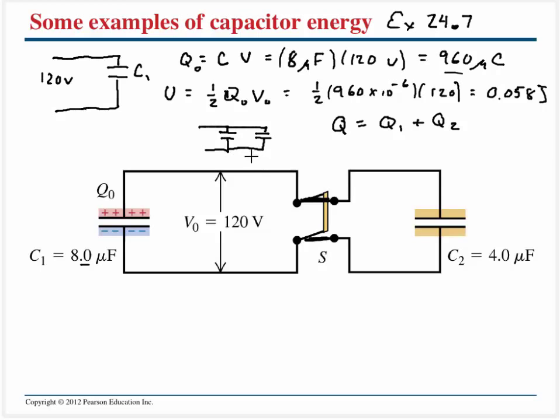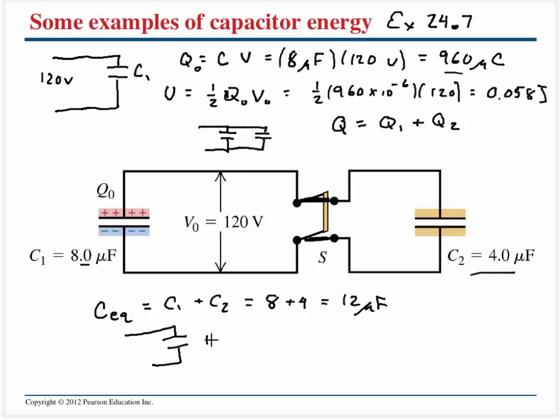So now we have two capacitors that are hooked together in parallel, and so we can write the equivalent capacitance of these guys simply to be the algebraic sum of these guys. Here we have C1 plus C2, so 8 plus 4 is going to be equal to 12 microfarads. And I can draw an equivalent capacitor that's going to look like this. Now I have my 12 microfarads, and I'm going to have Q1 plus Q2, 960 microcoulombs across that.